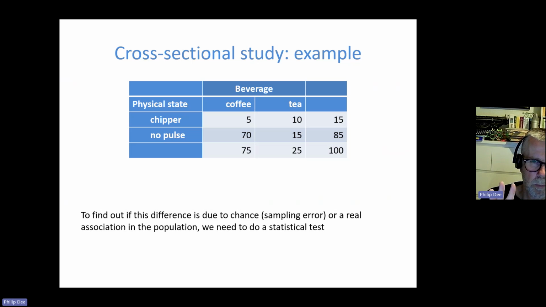So I need to point out, first of all, that this is a frequency table. It is not raw data. So we have to bear that in mind when we come to open SPSS. Also, you'll notice that both grouping variables, beverage and physical state, are what's known as nominal level data, also known as categorical level data.